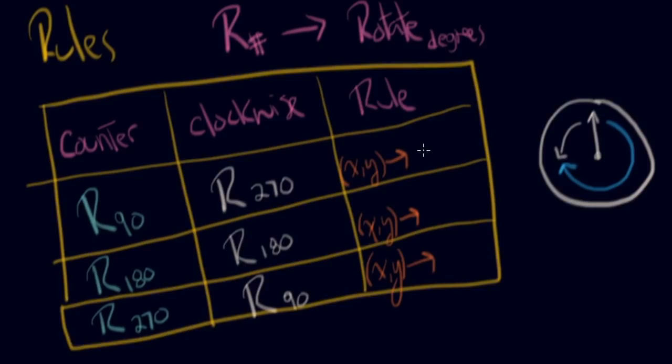So xy becomes negative y, comma x. This one becomes negative x, negative y. So that's just changing the signs of your coordinates, and this becomes y, negative x. Now again, these are rules that you might want to memorize. It's also important to understand how it's working. Let's get to some examples.